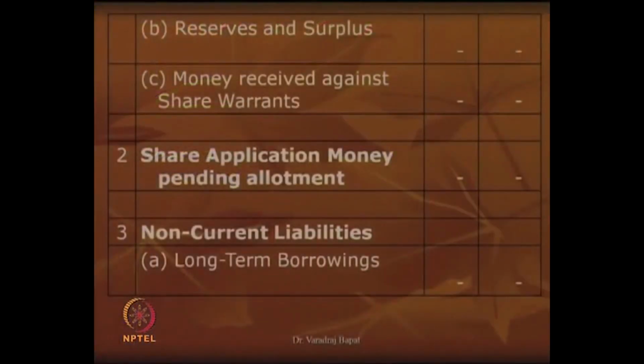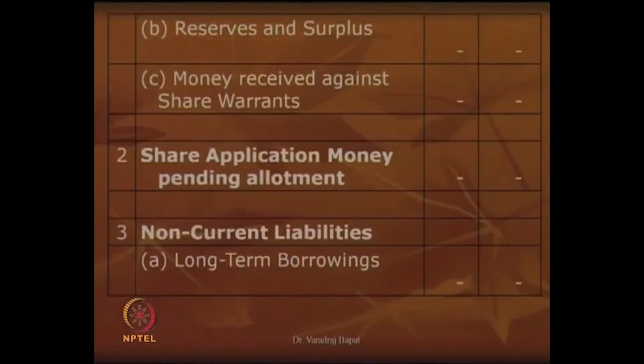Second, the heading is share application money pending allotment. Now you may know that a company can invite outsiders to subscribe to its shares. So if I am a company, I sell shares to the public, people pay money, I give them shares. The money which I collect from people till I give them shares is known as share application money pending allotment, but ultimately it will get converted into share capital. Okay, the third item is non-current liability.